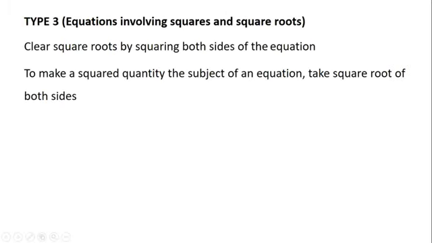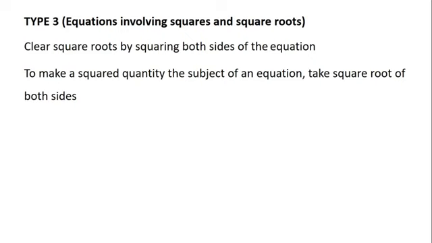In this video, we are going to learn how to change the subject of equations that involve square terms or square root signs. So, how do we change the subject of equations that involve square terms or square root signs? This is going to be type 3. The equation involves a square or a square root sign.